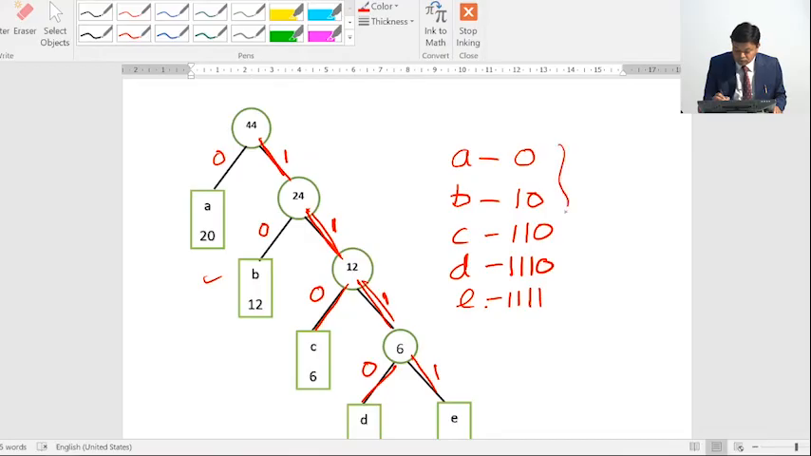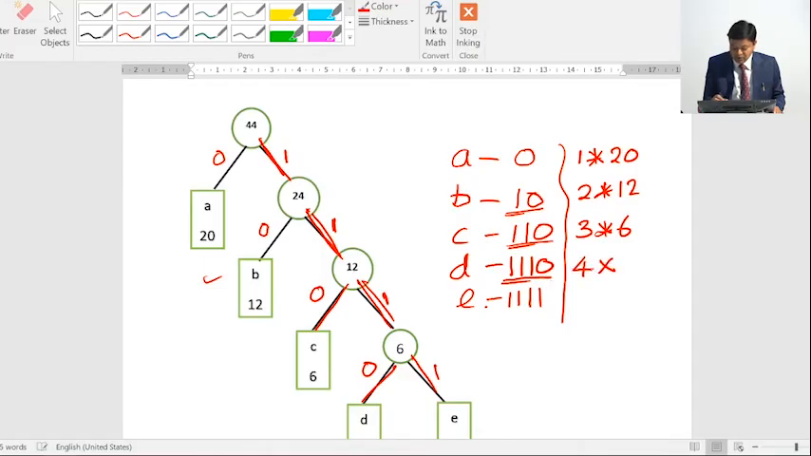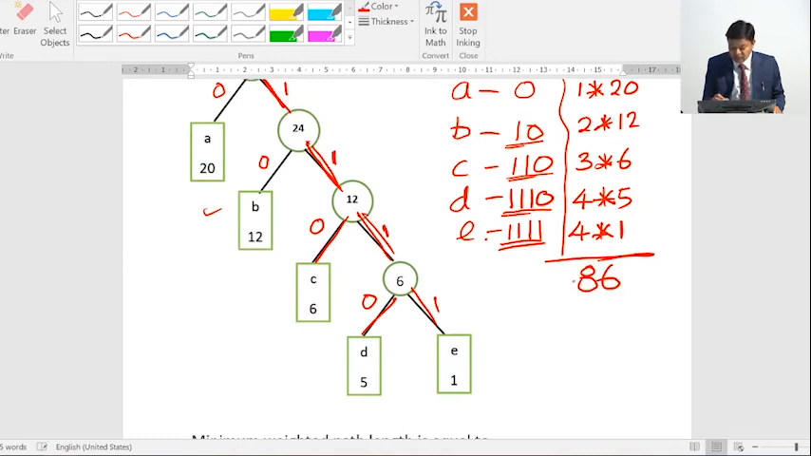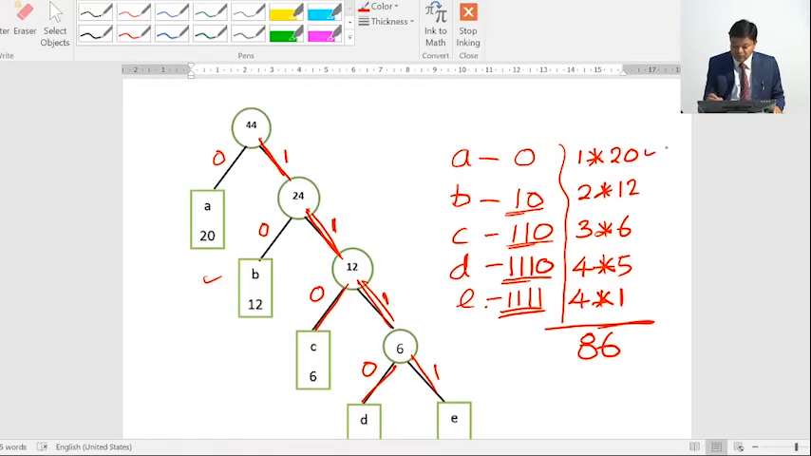So, A is taking 1 bit and how many times A is appearing? 20 times. B is taking 2 bits and how many times it is appearing? 12 times. C is taking 3 bits and how many times is it appearing? 6 times. D is taking 4 bits and how many times it is appearing? D is appearing 5 times. E is taking 4 bits and how many times it is appearing? Only once. So, if I add all this, then I get a number 86, because 20 plus 24 is 44 plus 18 is 62 plus 20 is 82 plus 4 is 86.